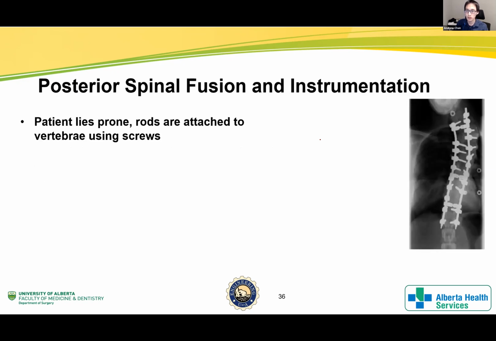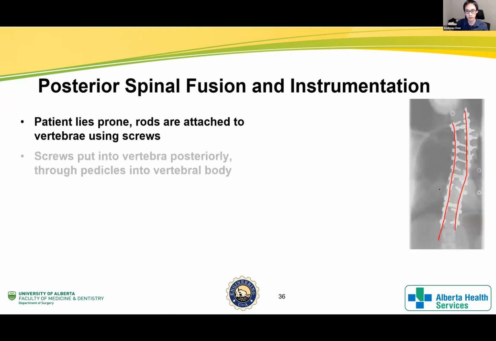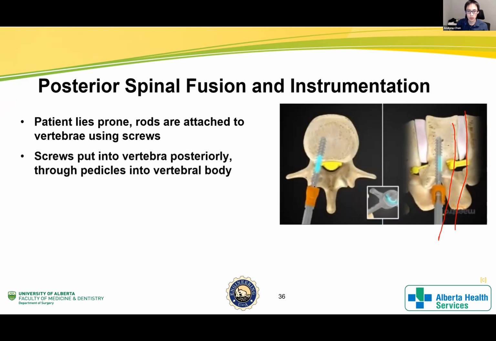And the surgery involves the patient being placed prone, so face down. The spine is opened up, and then they straighten the spine and attach these rods longitudinally so that the spine is held in a straight position. And they attach these rods to the spine using screws. Now these screws go from posterior to anterior through this narrow pedicle here into the vertebral body.